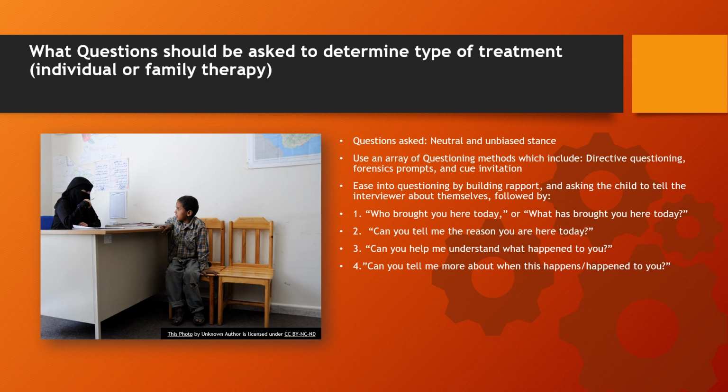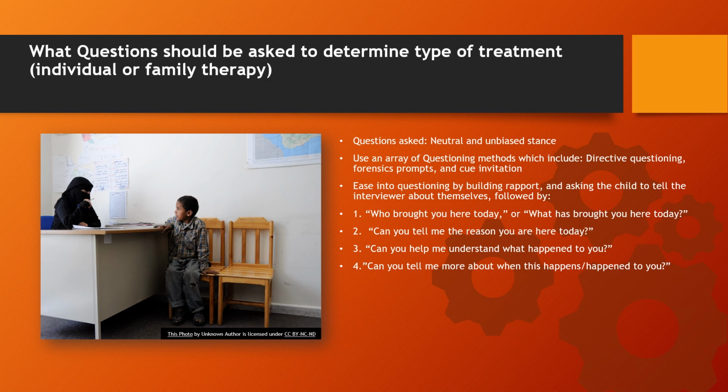So, what questions should be asked to determine the type of treatment that is needed for individuals and family? Therapists would likely use a neutral stance, using an array of questioning methods such as directive questioning, forensic prompts, and cue invitations. Using directed, open-ended questions helps to eliminate any biases that the interviewer may have, and it also helps to eliminate suggestibility or persuading the child to give a false answer.